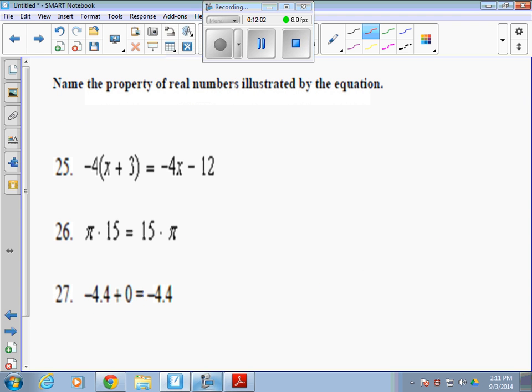25 says name the property, 6 and 7. Negative 4 times x plus 3 becomes negative 4x minus 12. You distribute that negative 4, so that's the distributive property.